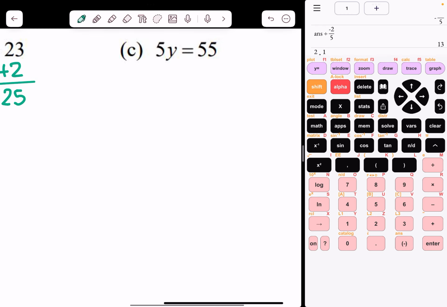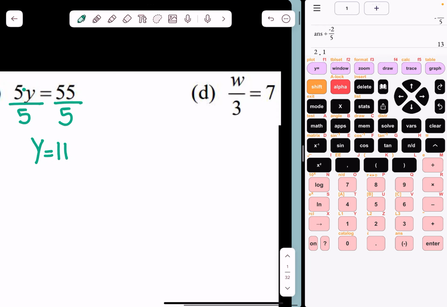All right, this next one, I have 5y equals 55. That 5 is being multiplied by y. So to get rid of multiplication, we divide. Divide each side by 5. And 55 divided by 5 is 11.